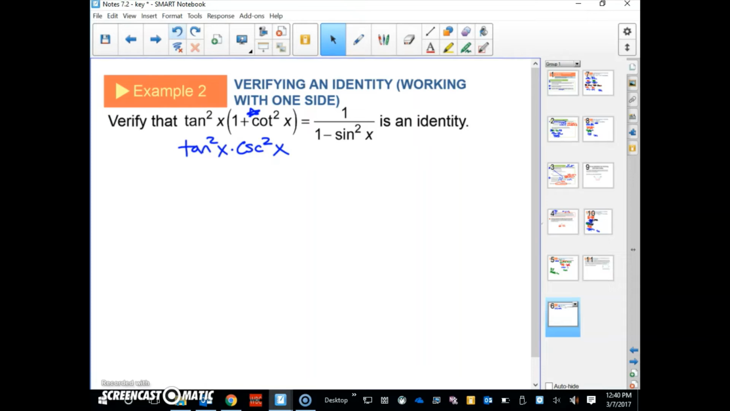Okay? When in doubt, a good thing to do, though, is put sine and cosine in. Okay? You can change this into terms of sine and cosine. A lot of the time, something nice happens. So tangent squared x is sine squared x over cosine squared x. I'm using the identity that tangent is sine over cosine, and I just know that they're squared. So tangent squared equals sine squared over cosine squared. Now cosecant squared x is 1 over sine squared x.